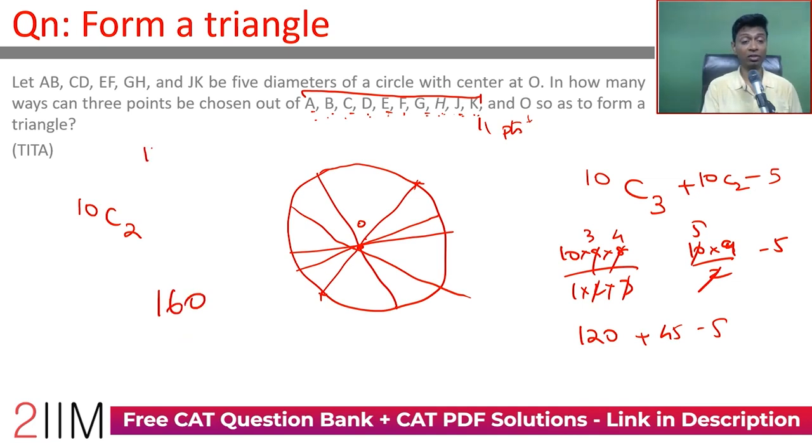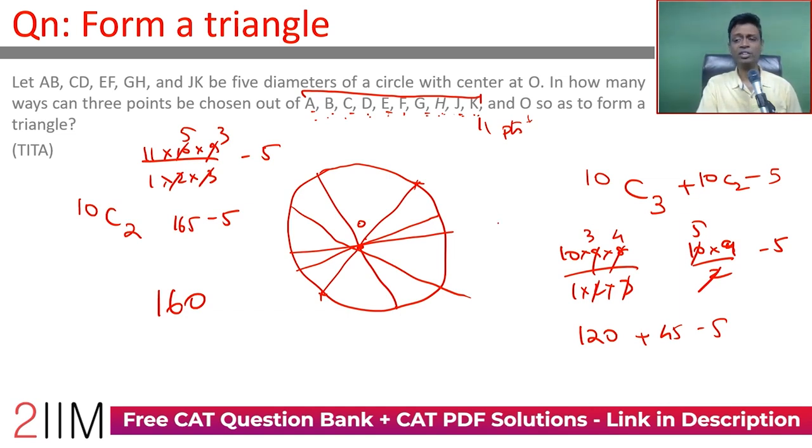You could imagine this as 11C3, 11 into 10 into 9 by 1 into 2 into 3. This is 3, this is 5, 15 into 11 is 165, minus 5. That's the other way of thinking about it. Effectively, out of the 11 points, select any 3, and then subtract the selections of the 5 diameters. So 11C3 minus 5, or 10C3 plus 10C2 minus 5. Both ways we get to 160.